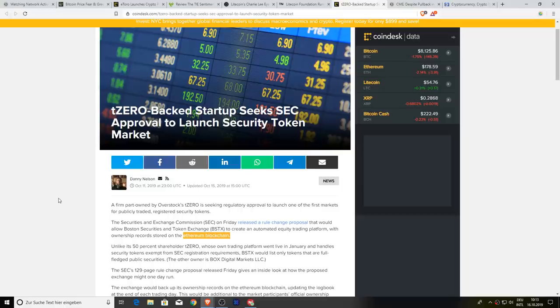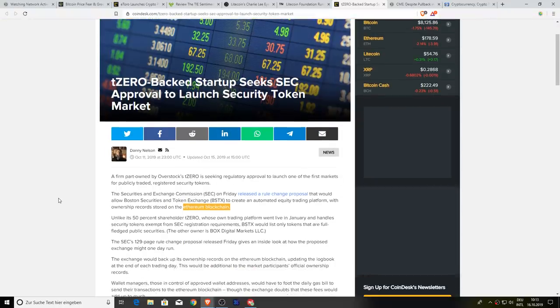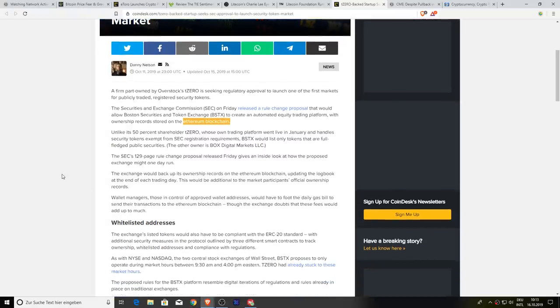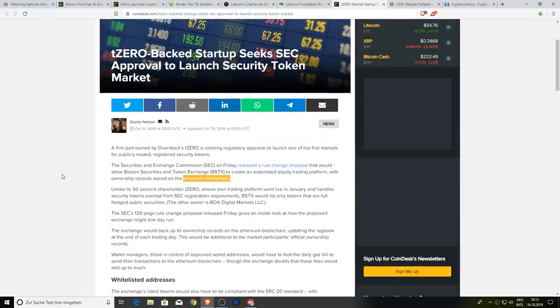The SEC has a 129-page rule change that gave an inside look at how the proposed exchange might run on day one. The important part was around here. The exchange's listed tokens would also have to be compliant with the ERC-20 standard, with additional security measures and the protocol outlined by three different smart contracts to track ownership, whitelisted addresses, and compliance with regulators. T0, we had information about them last year.